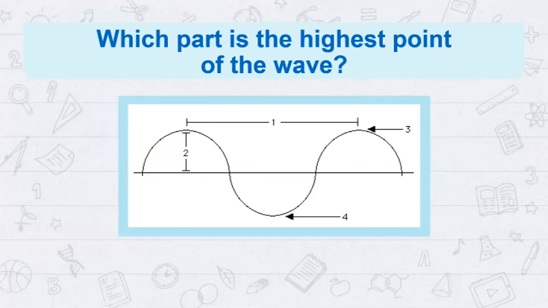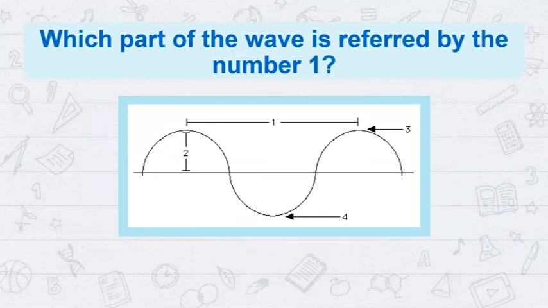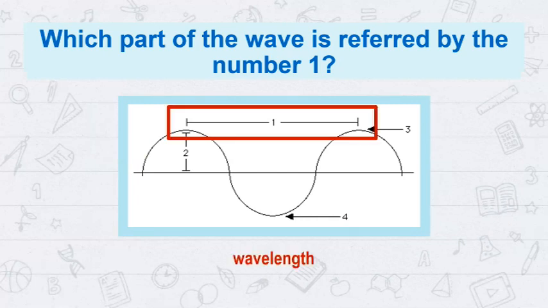Now look at this wave. Which part is the highest point of the wave? Yes, number 3, or what we call the crest. Lastly, which part of the wave is referred by the number 1? Fantastic! It is the wavelength, which is the distance between any successive identical parts of the wave.